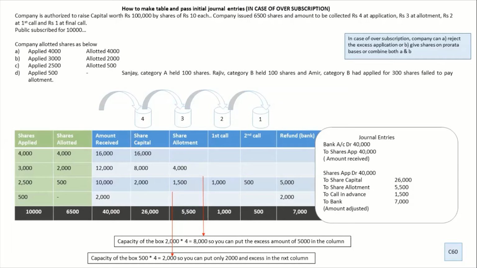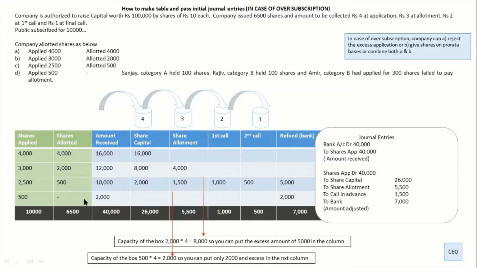Now just to remember this part, I have put a figure of the glass. These are all glasses. So what happened in a glass when you pour water and it completes? If it fills to the top, it will get overflowed to the next glass. That's what happened over here. When the share capital box got filled, the extra amount went to the next level, that is share allotment.